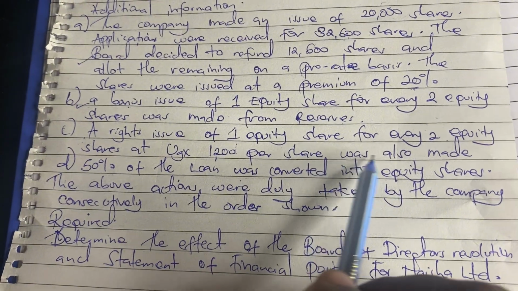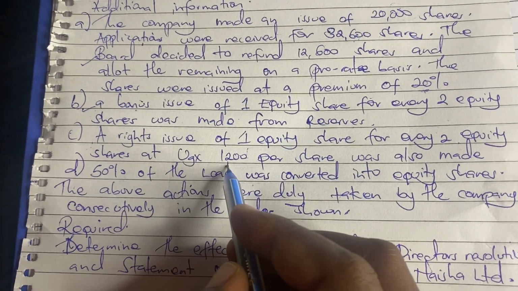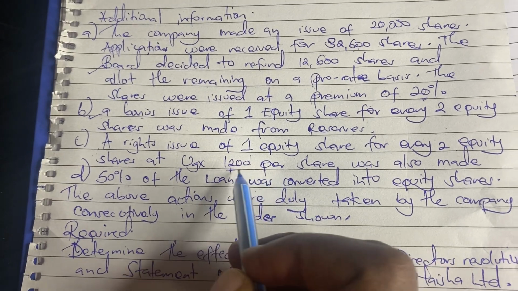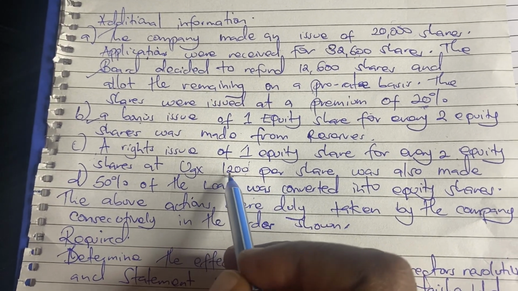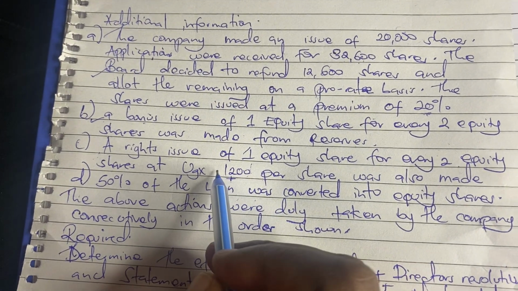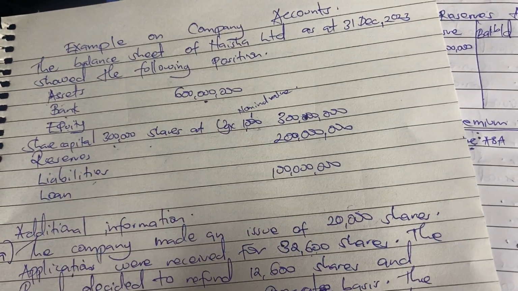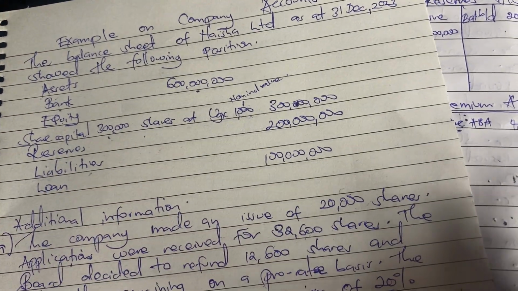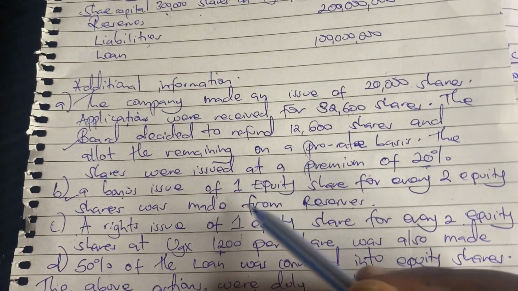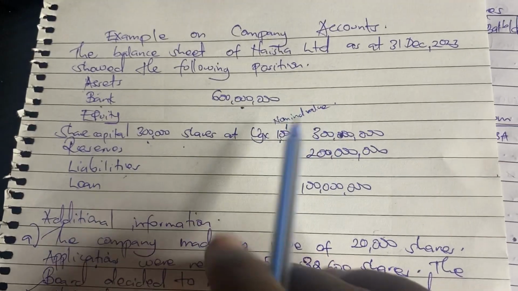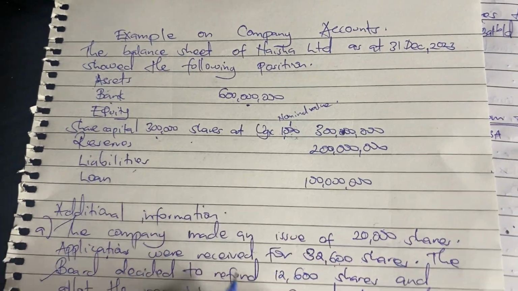1,200 per share was made. So the rights issue was at 1,200 per share, meaning it was issued at a premium since 1,200 is greater than the 1,000, which is the nominal value of the shares. So they were issued at a premium. If it was like 900 shillings, it would be at a discount since 900 is less than the 1,000.